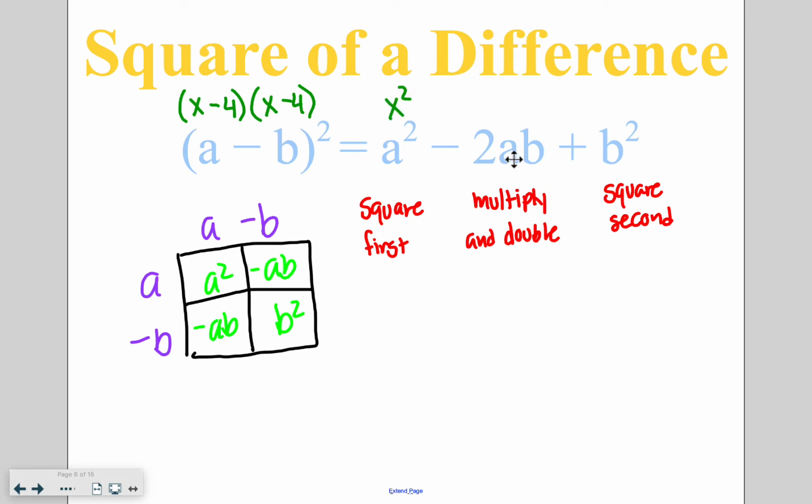Then you're once again going to multiply the middles and double them, so we have that same box that's going to repeat itself. So x times negative 4 is negative 4x, doubled is negative 8x, and then squaring the last part, negative 4 squared, gives you a positive 16.